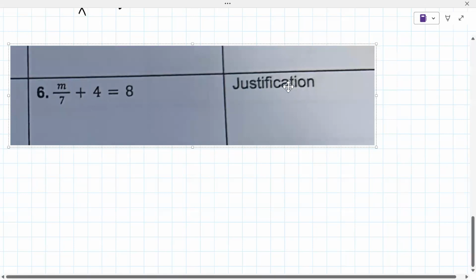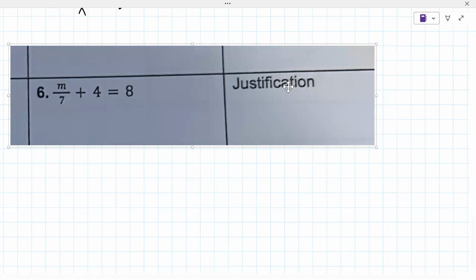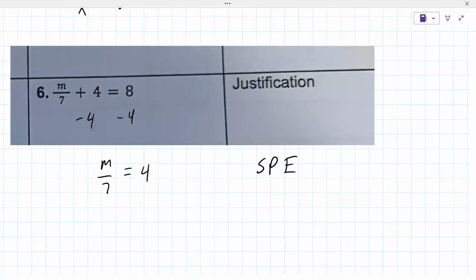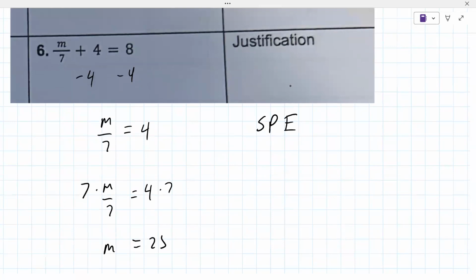Okay, so then with this one, subtract 4, right? And you get m/7 equals 4. Then you multiply both sides by 7, and so you get m equals 28, multiplication property of equality.